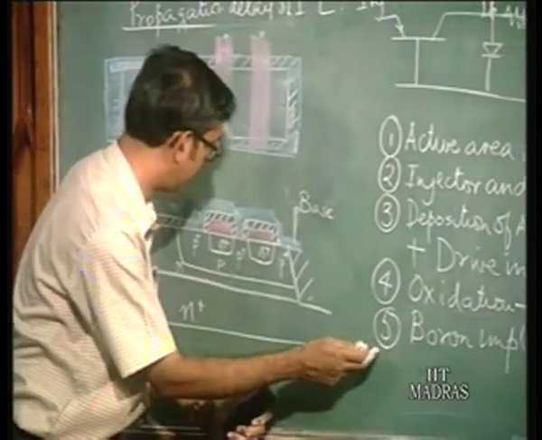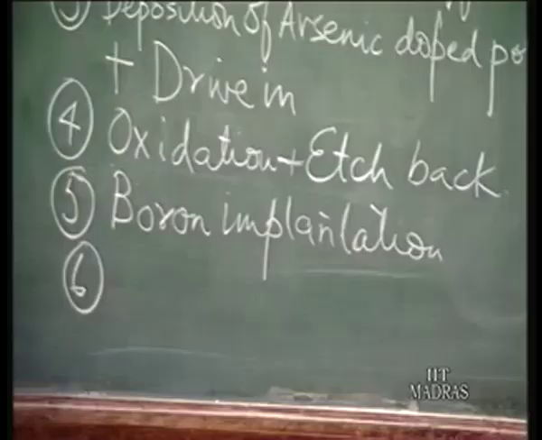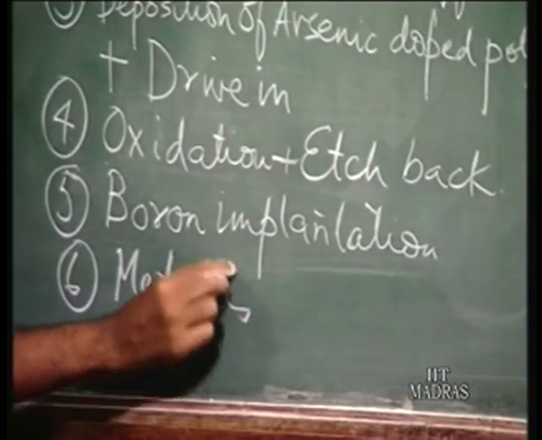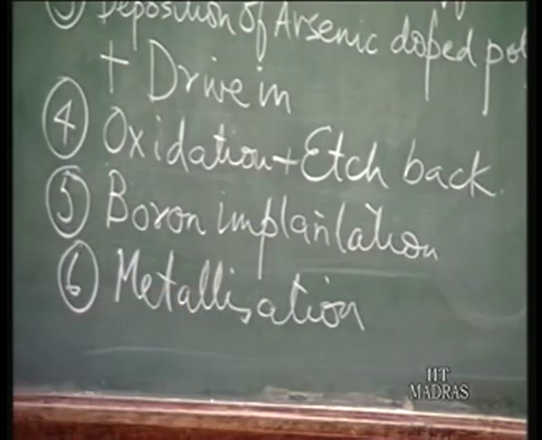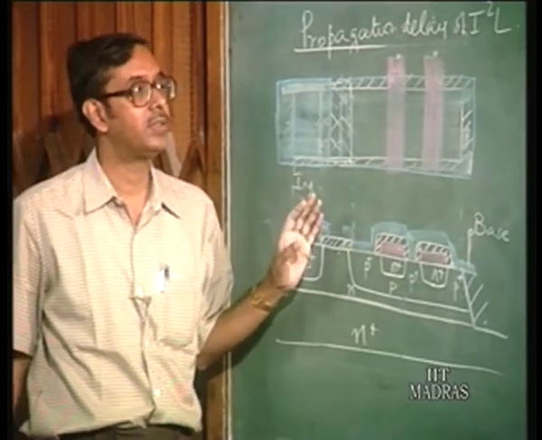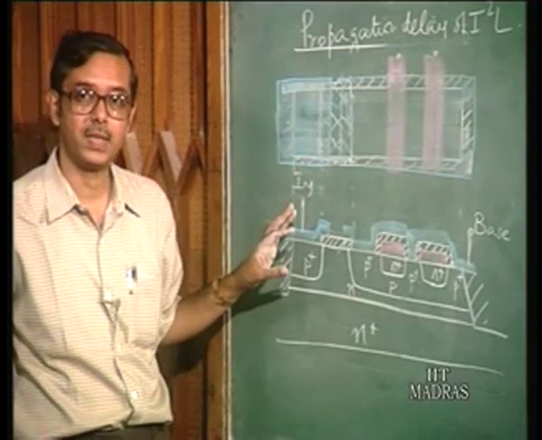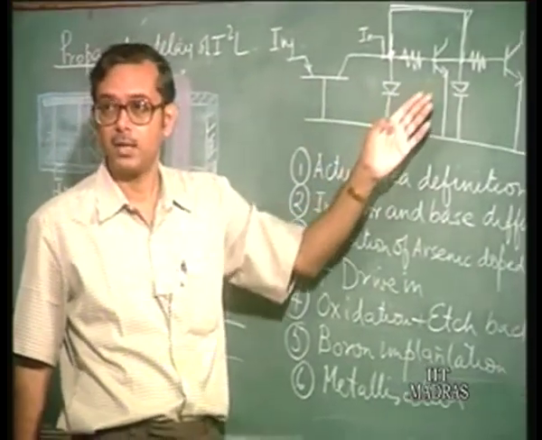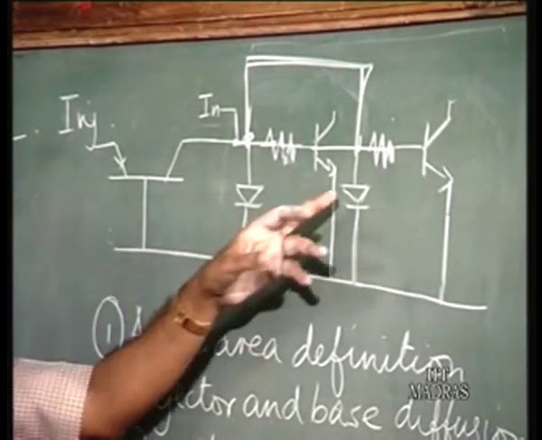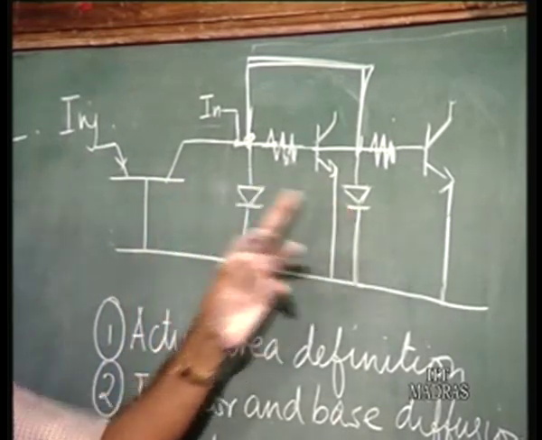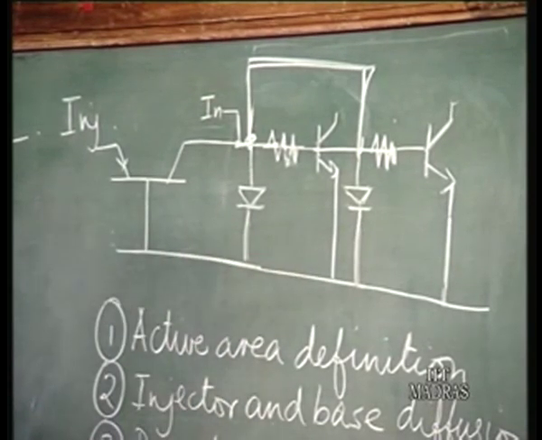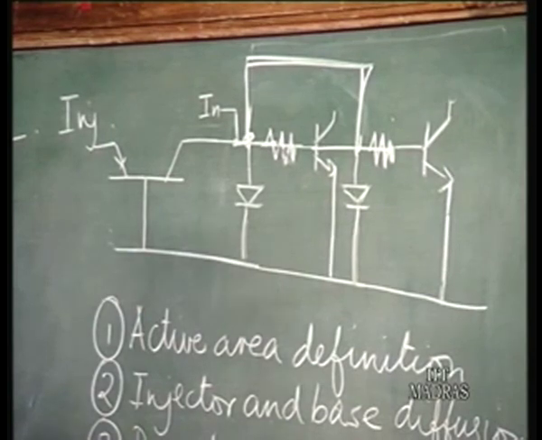So boron implantation, this is where we had stopped, and then metallization, I think. So that would complete the process. So this is the self-aligned I squared L process, and you see that this is of course much superior compared to the previous thing, equivalent circuit wise also. A lot of the parasitics are basically getting removed, and the charge stored in these diodes would be much less, like the extrinsic regions, because of the P plus doping in the extrinsic regions.